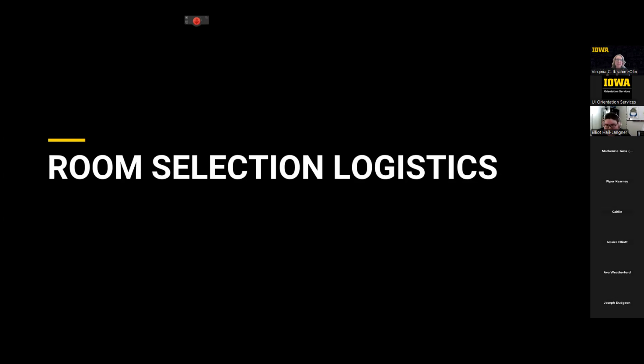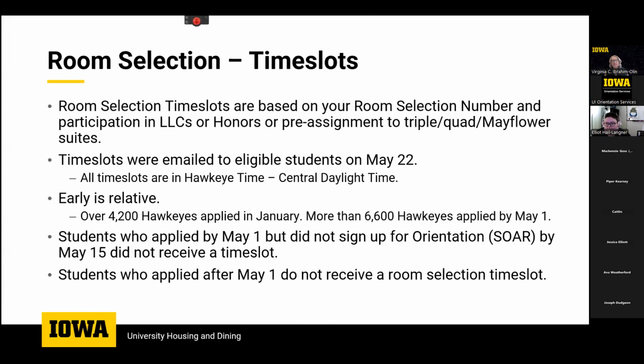Okay, let's jump right in and talk about room selection logistics. And so, a few things overall is that room selection time slots were emailed to everybody last week, and those are based on your room selection number, and then also whether or not you're participating in a living learning community or honors, or you might be pre-assigned to a triple, quad, or Mayflower suite. So, check your email if you have not received that time slot message. Feel free to double check your junk mail or check your U Iowa account, more importantly.